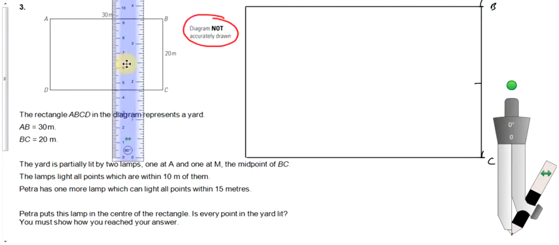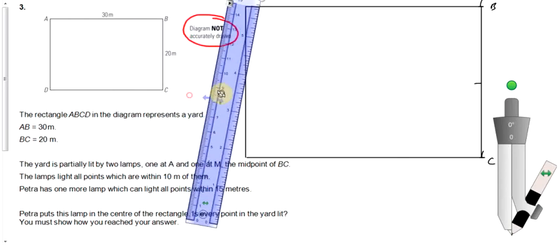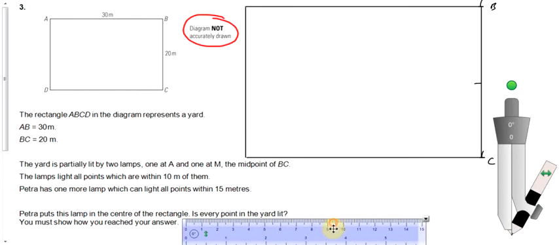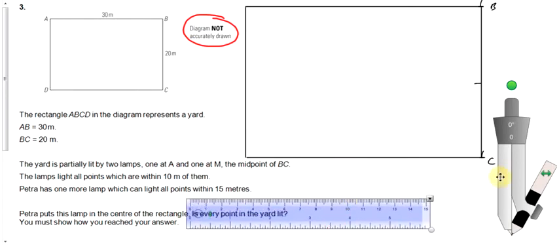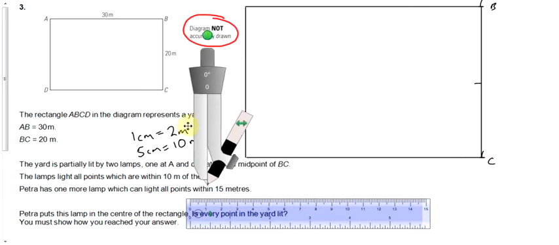And the lamps light all points which are within 10 metres of them. So that to me, that's saying it's a circle of lamplight. And of course my scale, I'd better write that down, hadn't I? My scale is 1 centimetre equals 2 metres. So 10 metres is going to be 5 centimetres. And that's how big my circles have got to be, my lamp circles.